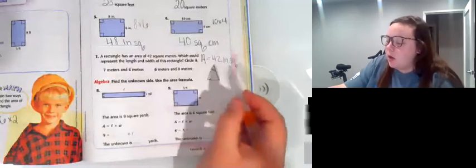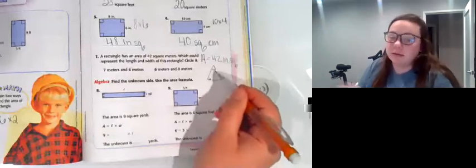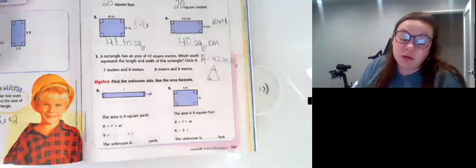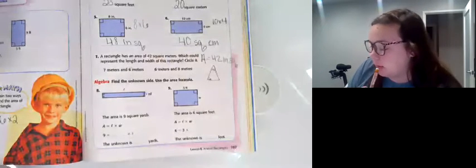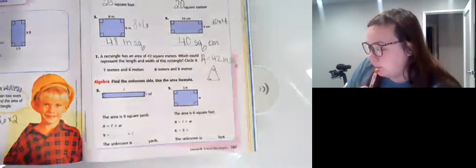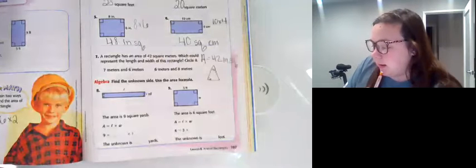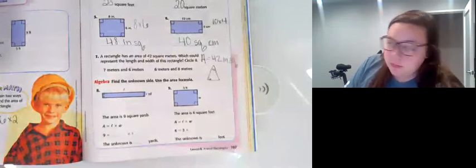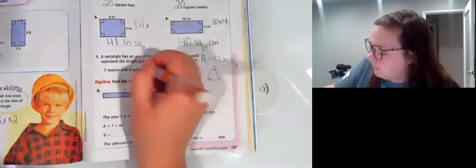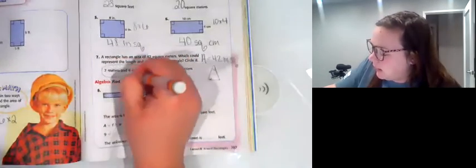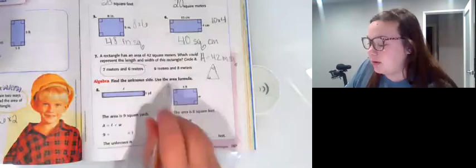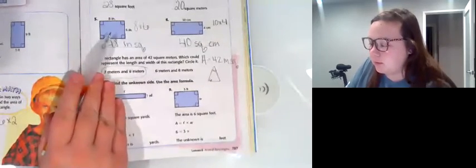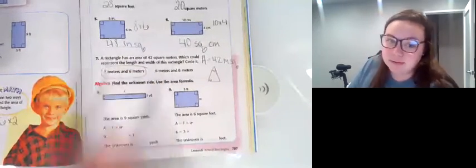So what times 6 equals 42? You can use division and see how many times does 6 go into 42, or you can skip count it. The correct answer would be 7 meters and 6 meters. You could also check that because we just did an equation up here that was 8 times 6 and it was 48.